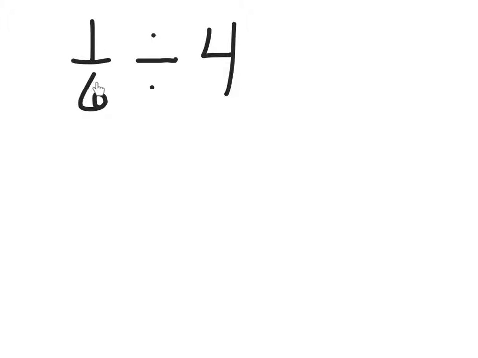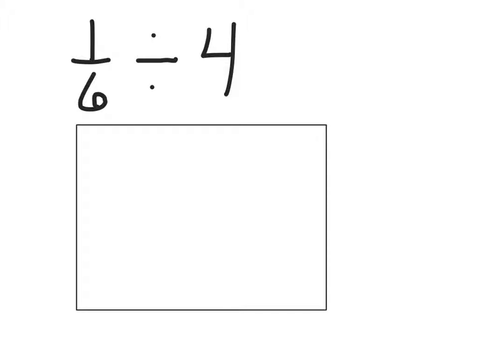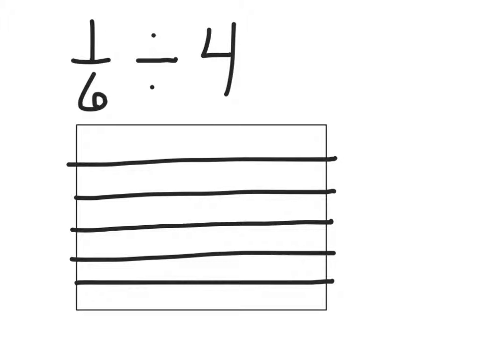Alrighty, and here we have 1/6 divided by 4. Now when you have this, I always like to think about, I've got 1/6 of a candy bar, and I've got myself and 3 of my friends, so I'm going to divide it into 4 parts. And so for that, I'm going to first make my first fraction box, right? And I'm going to break this into 6 parts. 6 parts means 5 lines, so I'm going to go 1, 2, 3, 4, and 5 lines. That'll give me 6 parts.